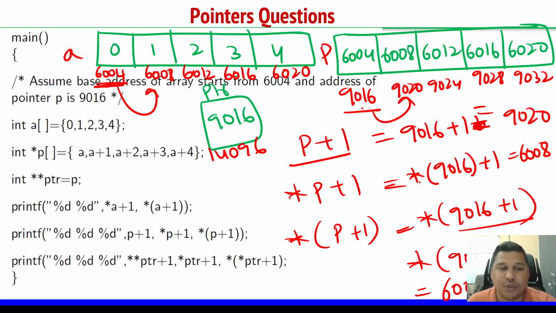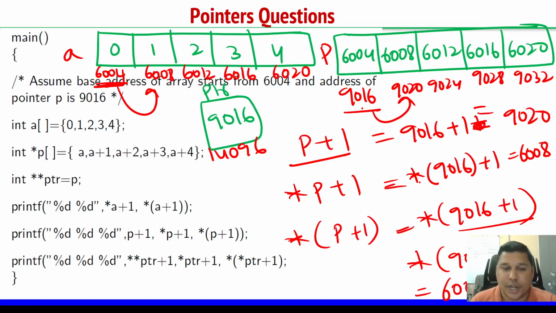Understood how we are getting this? There is no 6005. Address plus 1 means always go to the next location. 6000s are addresses, 9000s are addresses. So we have to always go to the next location.